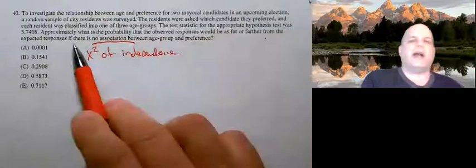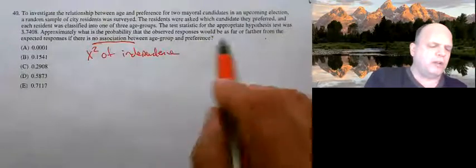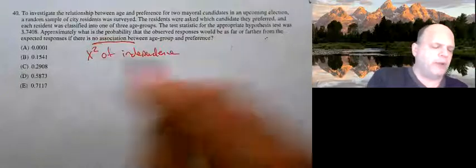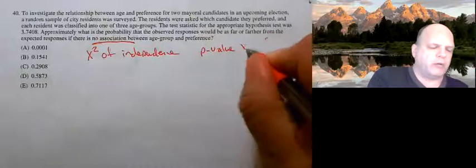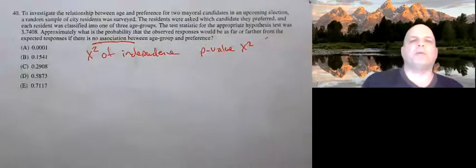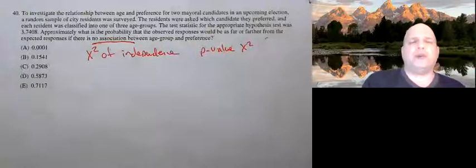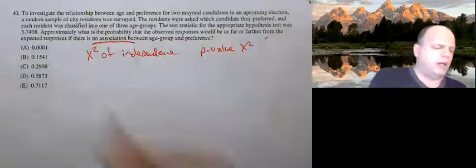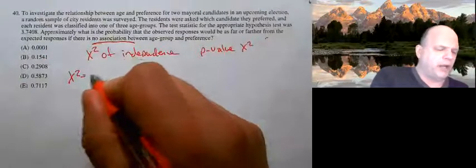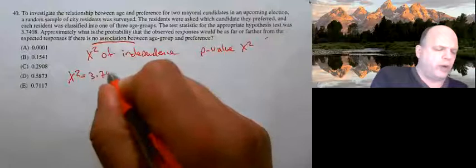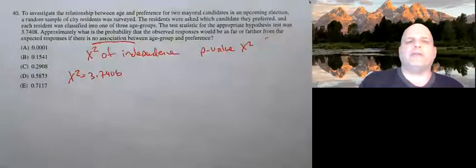And they're asking us for a p-value. How did I know that? Would be as far or farther from the expected value. So I need the p-value of a chi-squared. That's what they're asking for. Well, with a chi-squared test of independence, I'm going to need a couple things. One, I'm going to need a chi-squared value. They gave it to me. Chi-squared is 3.7408. But I also need to know my degrees of freedom.